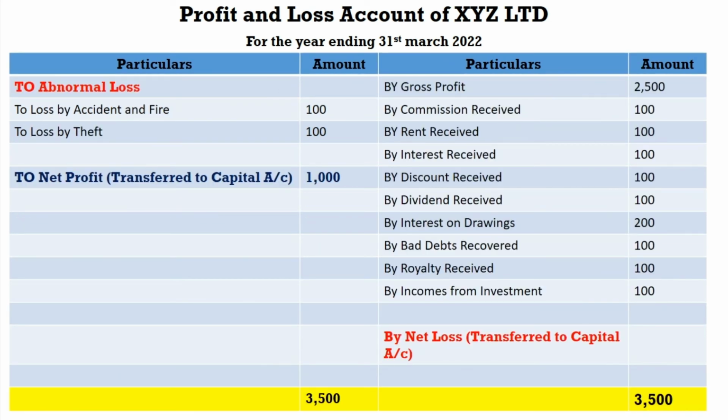Then abnormal loss. What is abnormal loss? Because of a sudden accident, fire accident or some theft. Okay, somebody took something from the business. Okay, somebody cheated. So this abnormal loss, what we are going to do, we have to put it in the profit and loss account under abnormal loss. Okay, this is the profit and loss account.